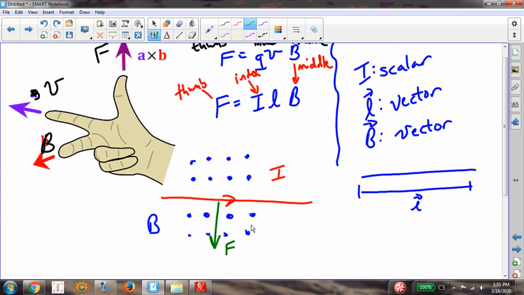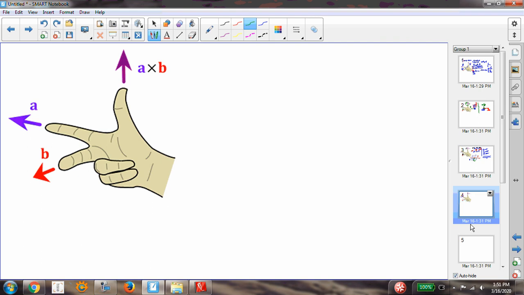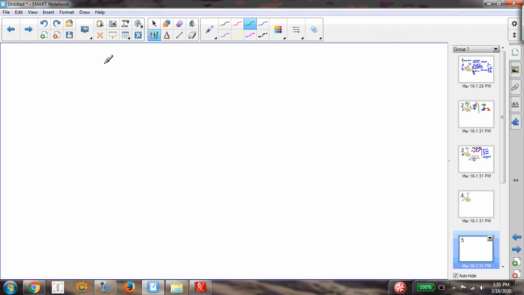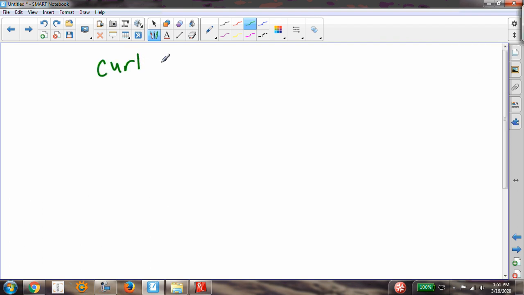Okay, there's a third application of the right-hand rule. It's going to be a couple of days before we get to it, but let me go ahead and show you. It's called the curl rule. I think people are pretty standard on how they do this.